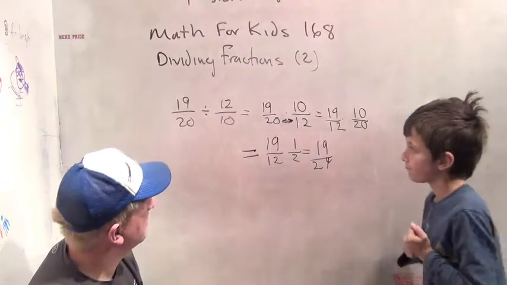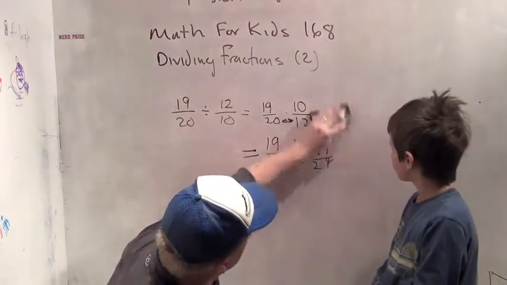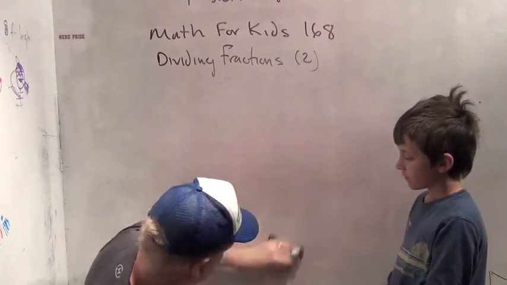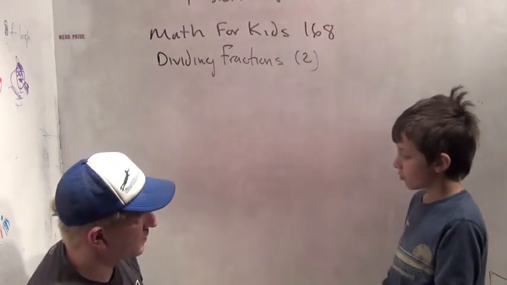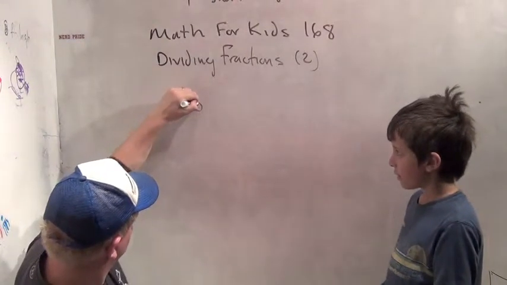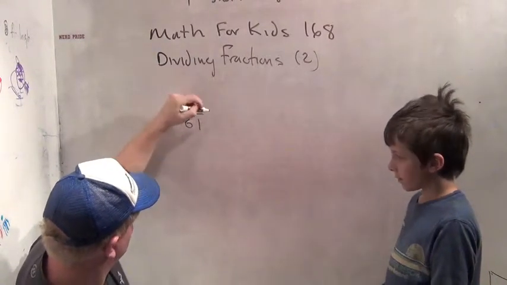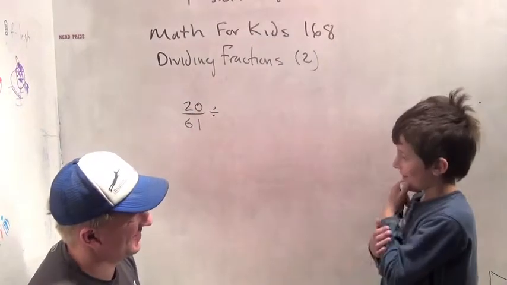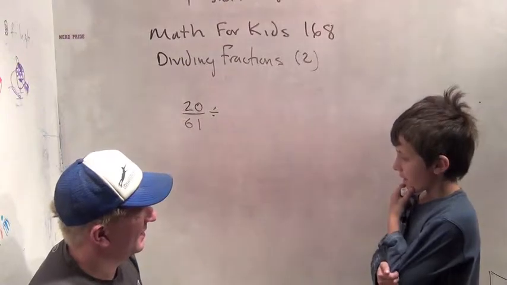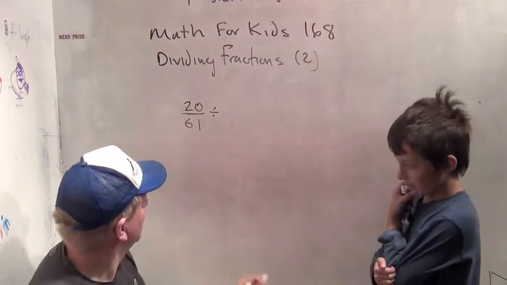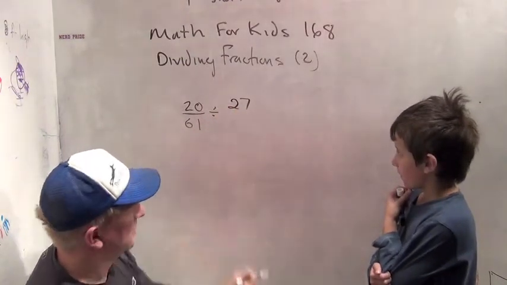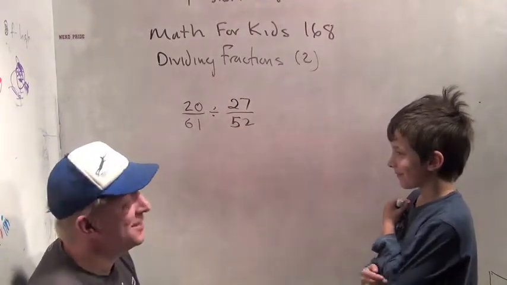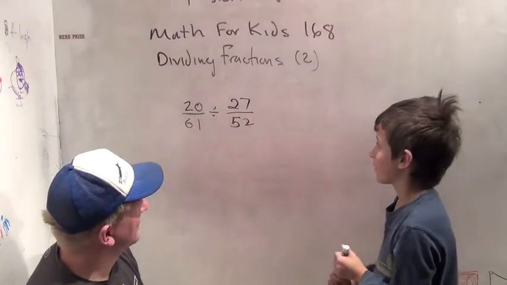All right. Let's do one more example and then we'll review the general concept one more time. You make up the fractions. How about 20 over 61 divided by, how about 100? Okay. 27 over 52. Whoa. Okay. What does this equal?